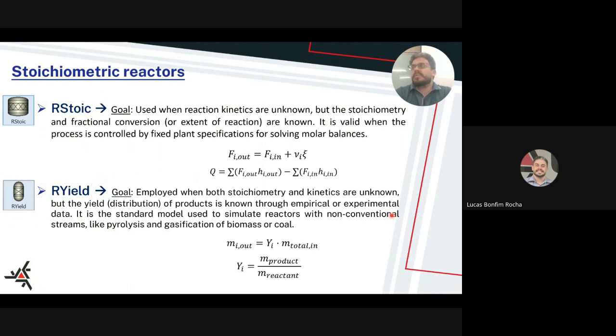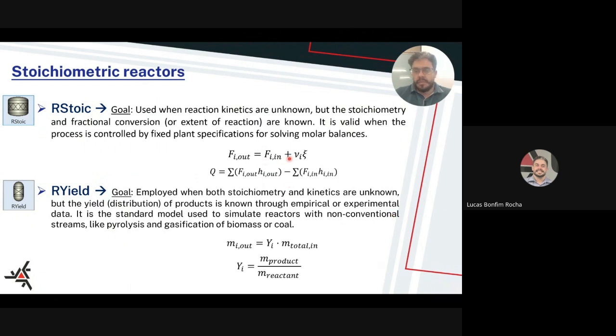When we just want to solve molar balances, we can use our stoic model, and it's a good model for predicting, because if you do that for systems with many reactions, with many compounds, using other strategies can take more time. So it's a good possibility using an R stoic model for solving systems with multiple reactions and multiple components present in that system.